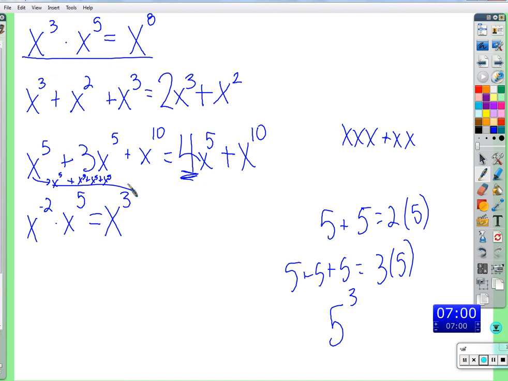Okay. Let's say we don't know anything about negative exponents, but now we have well established the rule that if you multiply two things that have the same base, like this has a base of x and this has a base of x, they both have exponents, we add their exponents together. So 5 plus negative 2 will give us 3. We'll get into more of what negative exponents mean fairly soon.